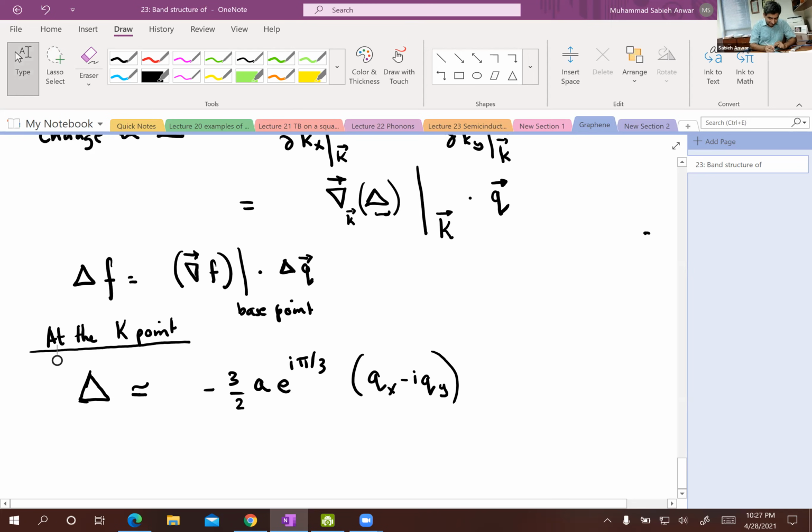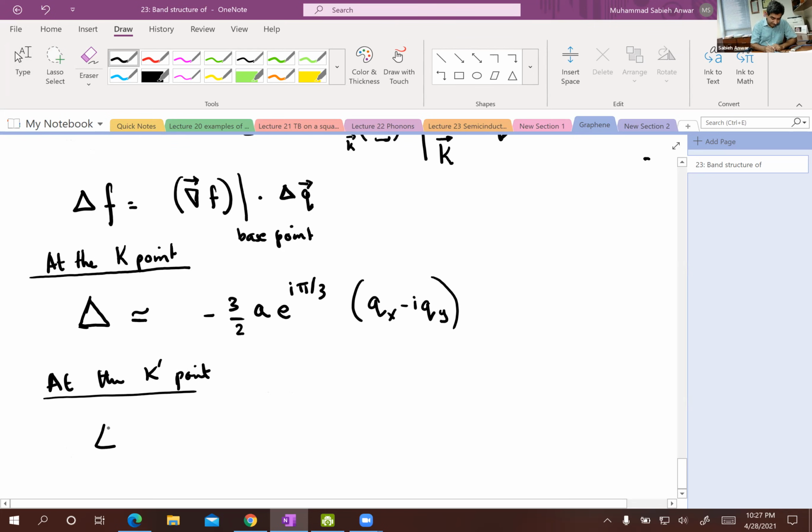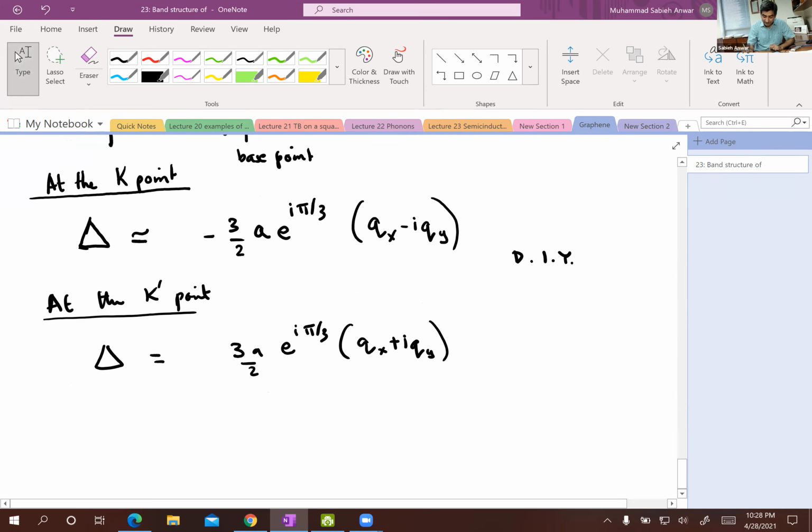So this is at the K point, and likewise at the K prime point, my delta is going to look like 3a over 2 e to the i pi by 3 times Qx plus iQy, right? So this is something that you can do on your own. It's just algebra, and I've outlined the process by which this is achieved.